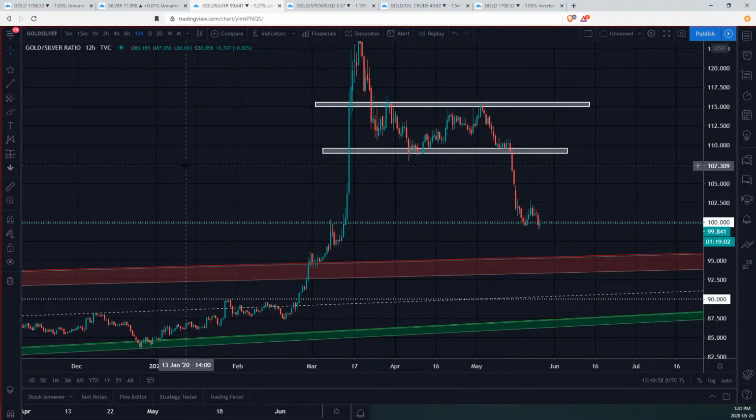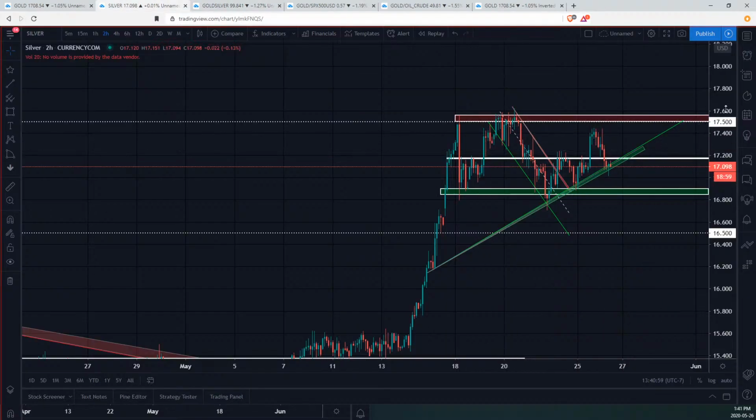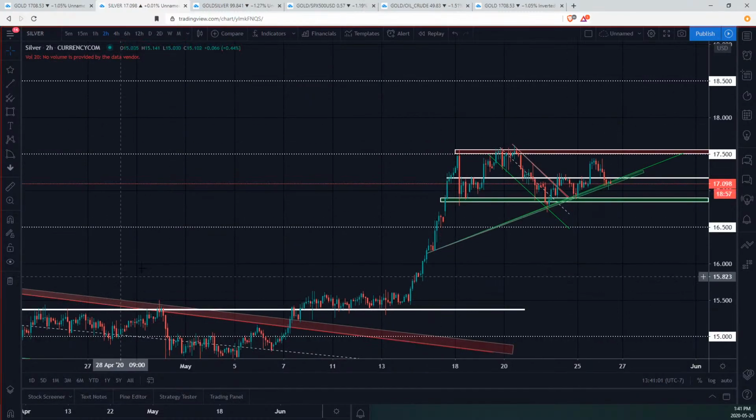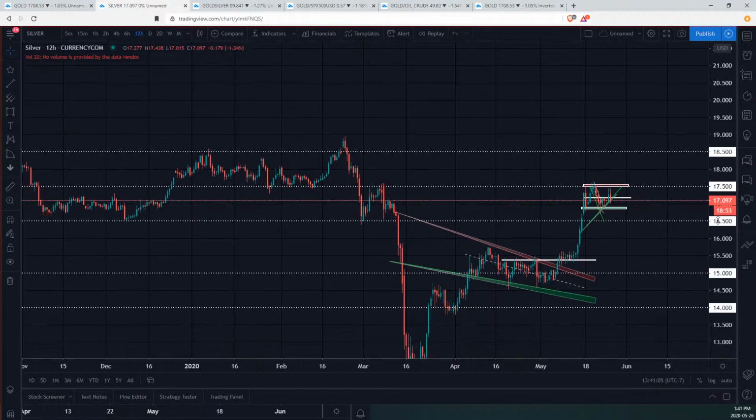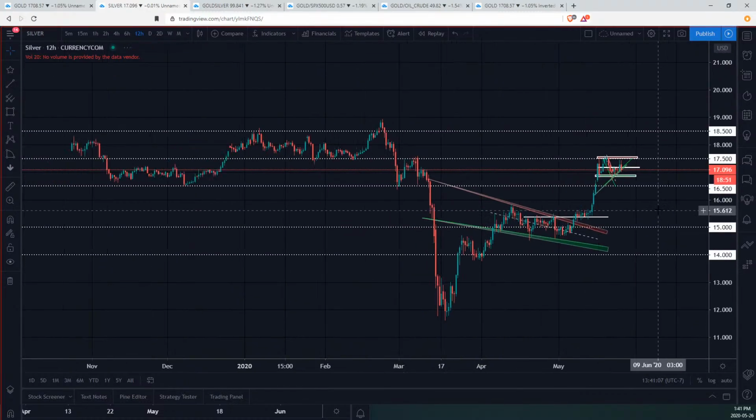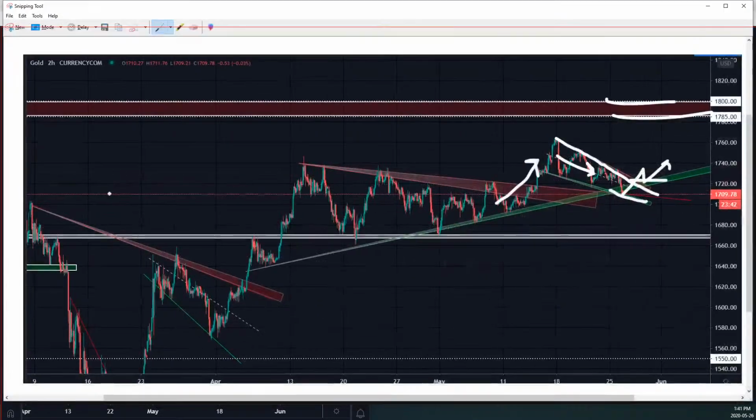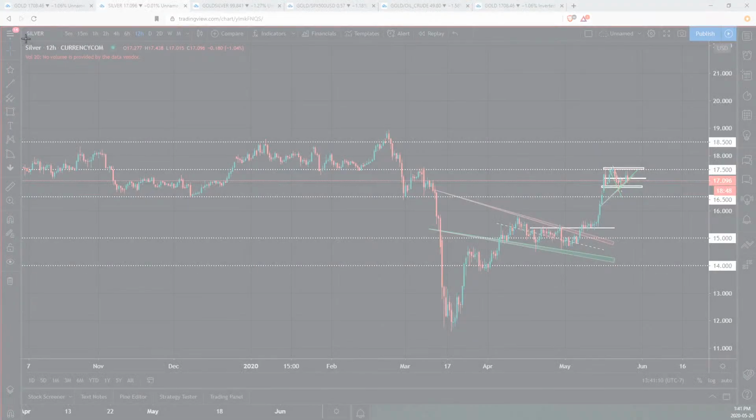Now we're going to jump right into silver. Let's talk about this second precious metal. Let's take it back to the 12-hour, discuss what happened, and discuss what we could see within the next couple days here. So let's get our snip and then discuss what happened.